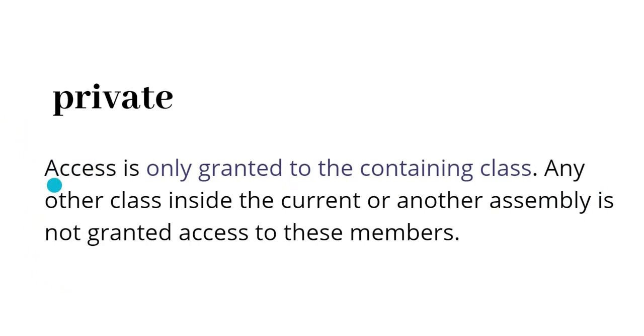So private means the access is only granted to the containing class. Any other class inside the current or another assembly is not granted access to these members. So if you use private, it can be accessed only in the containing class.